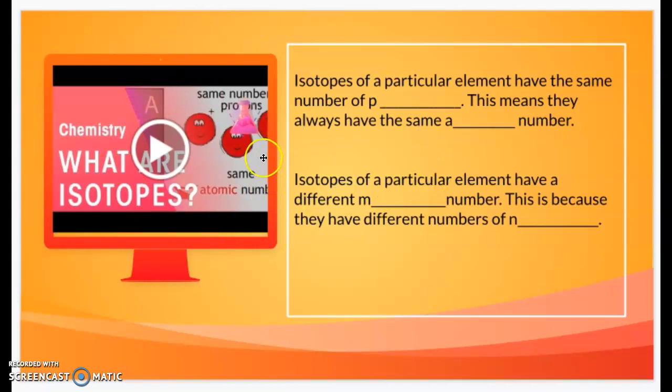It'll help you understand that isotopes of a particular element have the same number of protons. This means they have the same atomic number. Isotopes of a particular element have a different mass number. This is because they have different numbers of neutrons. So please take a moment to watch that once or twice as you need.